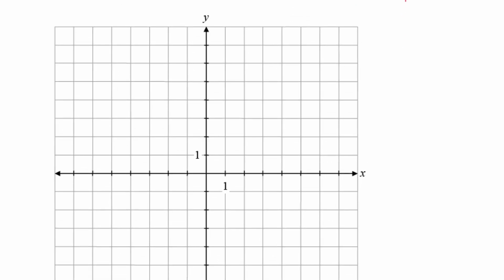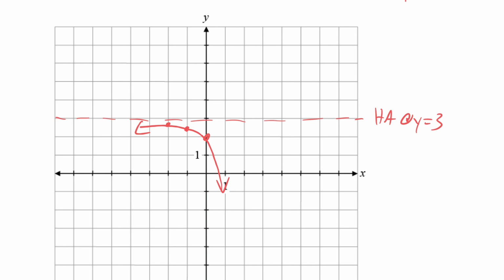Our horizontal asymptote at 3, and our points at 0, 2, so here we've got our point at 0, 2, negative 1 and 5 over 2, and negative 2 and 11 over 4. So again, we go ahead and connect the dots. And there's our exponential.